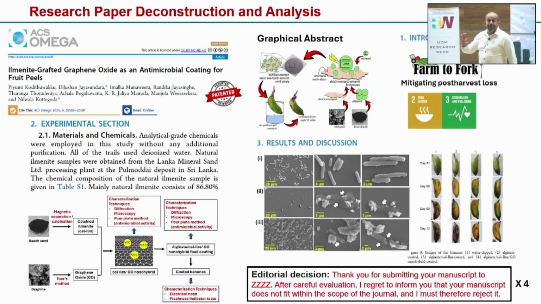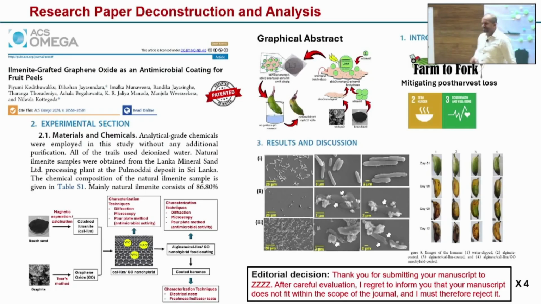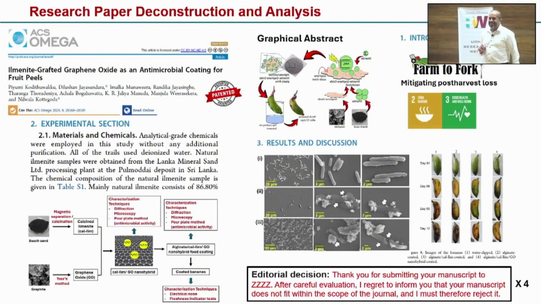Multiply by 4 times. But this is the lowest I had. There was one which went for 8 rejections, right? 8 rejections. We published a review article which went for 15 rejections, right? So rejection is part of publication, get used to it, right? There's no way you're going to get over it. It's part of this work, right?